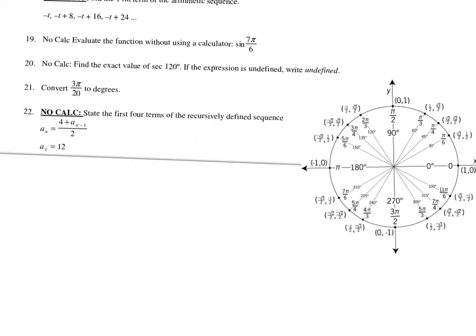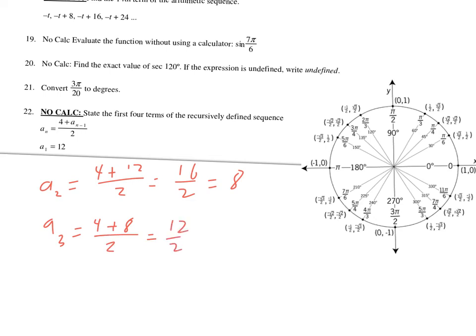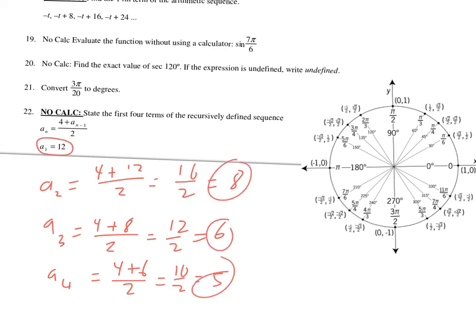All right, next up we have a recursively defined sequence. We want to find the first 4 terms. Good news is we already have the first term, but for the second term, it is going to be 4 plus the previous term over 2. Whenever you see that a sub n minus 1, it's just referring to the previous term. So that is 16 over 2, so that's 8. So then a sub 3 is going to be 4 plus the previous term, which is now 8 over 2. So that's 12 over 2, so that's 6. And then the fourth term would be 4 plus the previous term, which is now 6 over 2. And that's going to be 10 over 2, so that'll be 5. So we have 12, 8, 6, 5.